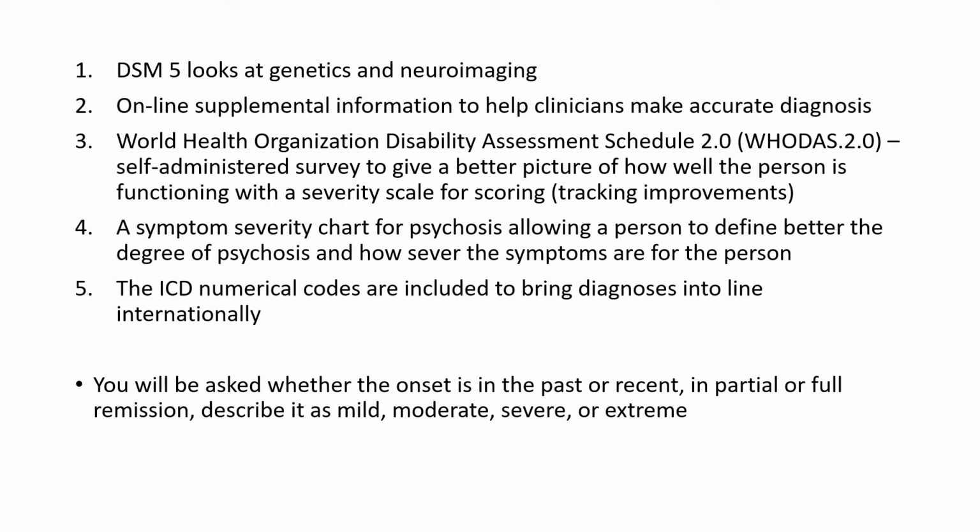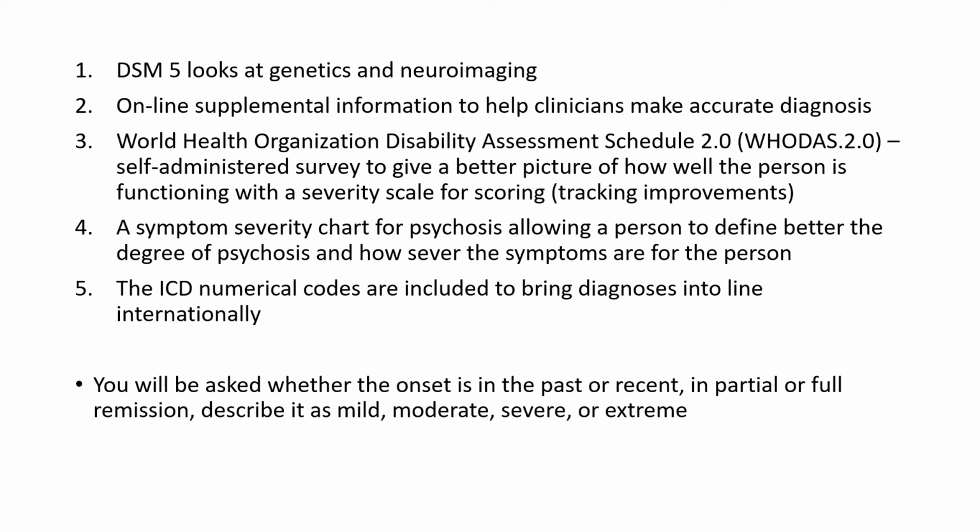Number one, the DSM-5 looks at genetics and neuroimaging. So they see, how does it occur? Does it come from your parents or your family? Is it a cultural thing as well? Two, online supplemental information to help clinicians make accurate diagnoses. So now there's a website version of it as well to help them along with the book.